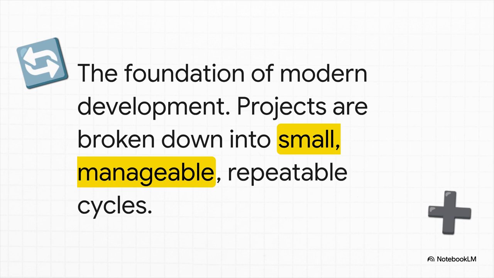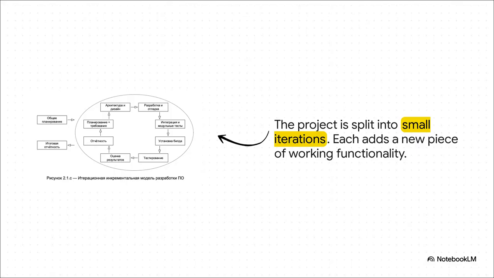Stop trying to build the entire thing all at once. Instead, break the project down into small, manageable, repeatable cycles. So instead of one giant launch day, you build the product piece by piece. As this shows, you work in these short cycles called iterations. At the end of each iteration, you add one small but fully working piece of software. That's an increment. You build a little, you show it to users, you get feedback, and you use what you learn to build the next piece even better.